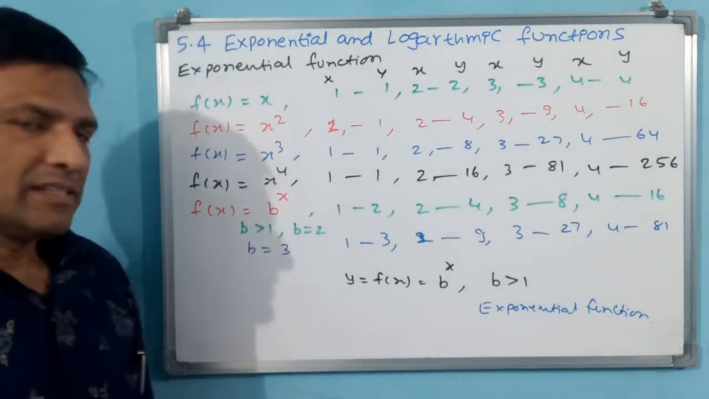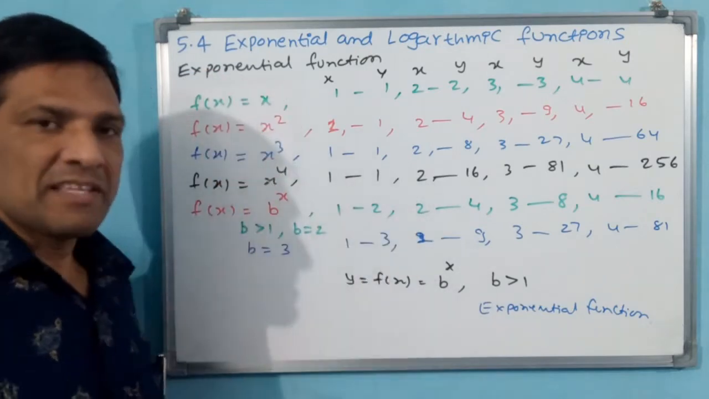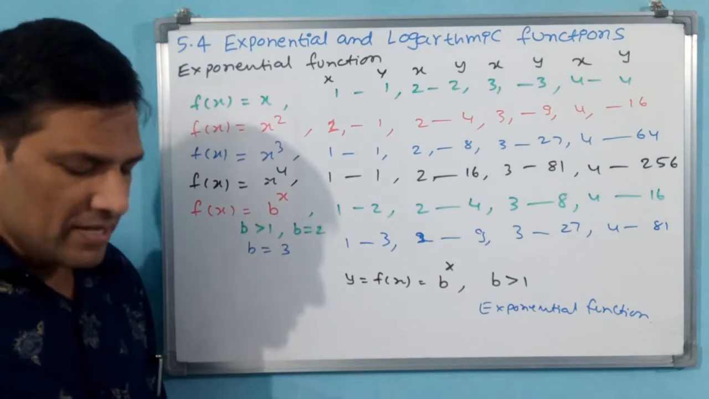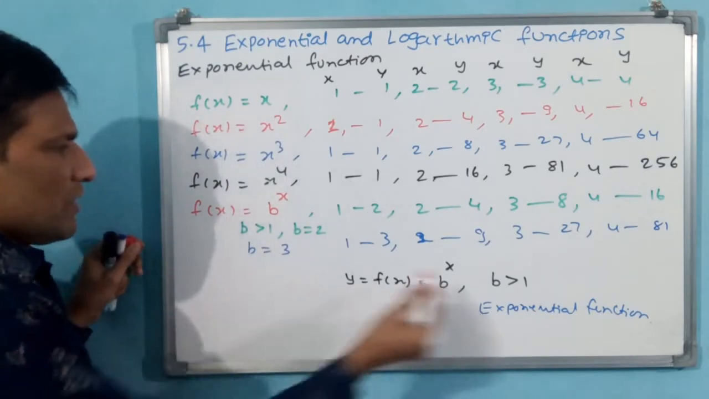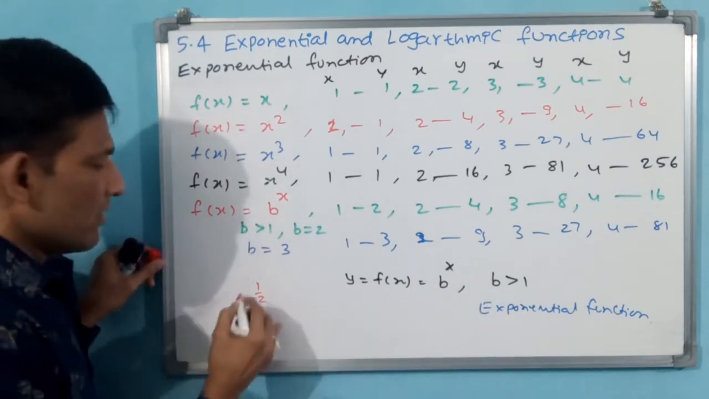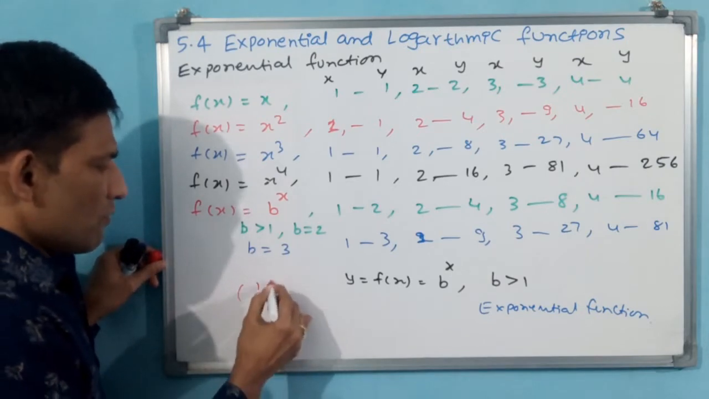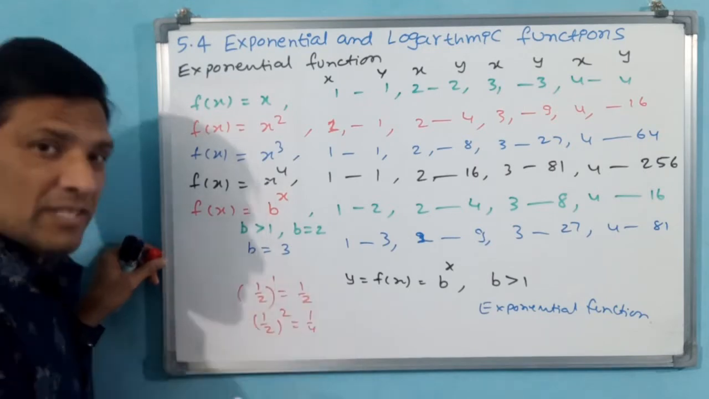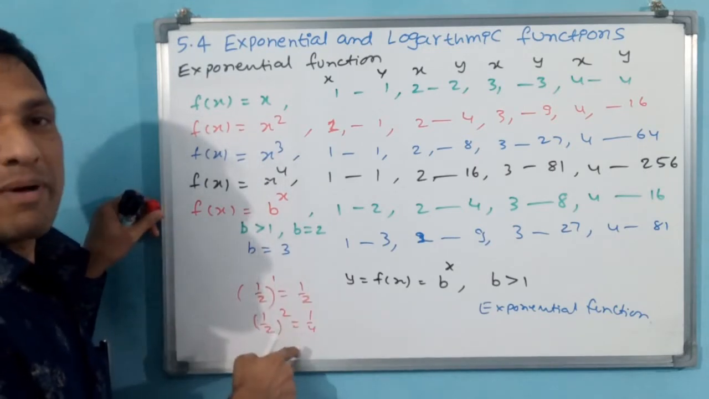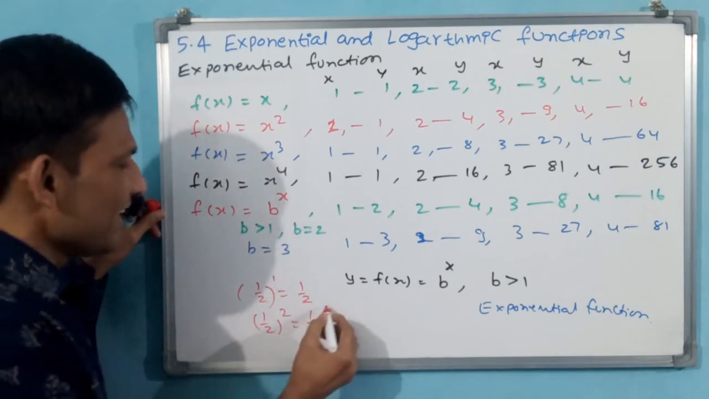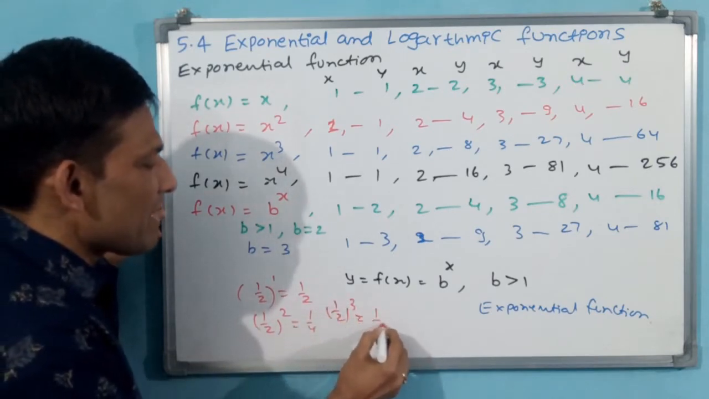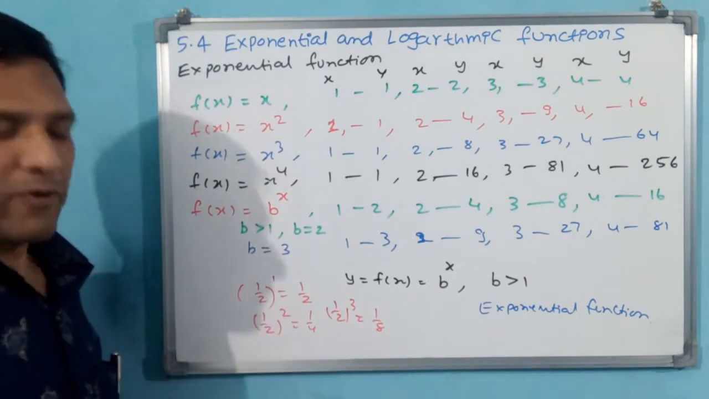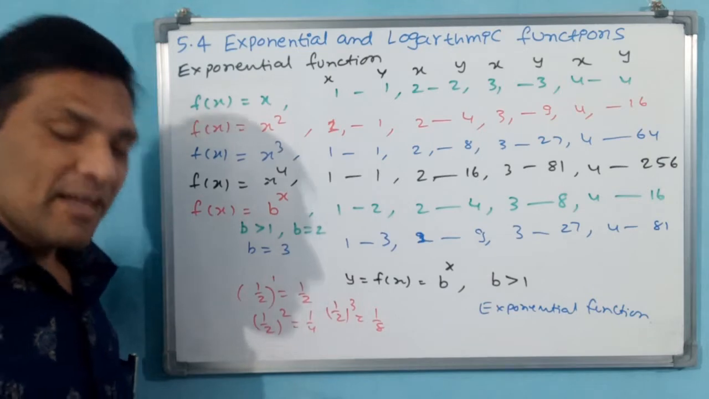See, why this condition? If b is not greater than 1, if b is less than 1, then this condition is not going to apply. Tremendously it will come down. Why? Because less than 1 means, you see, 1 by 2. 1 by 2 power 1 is equal to 1 by 2. 1 by 2 power 2 is equal to 1 by 4. 1 by 4 is less. Even though you have increased the power, that value is going to become less. Okay. 1 by 2 whole power 3 is 1 by 8. 1 by 8 is even less than 1 by 4. That is the logic you have to understand.